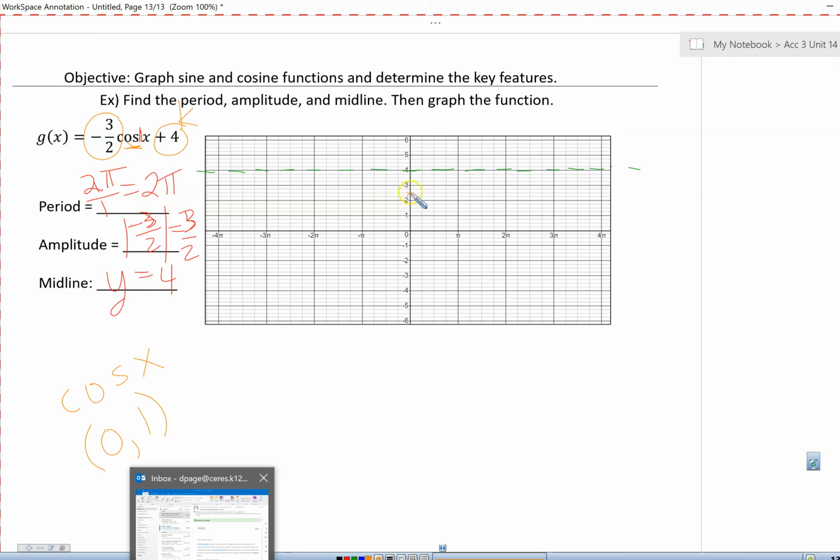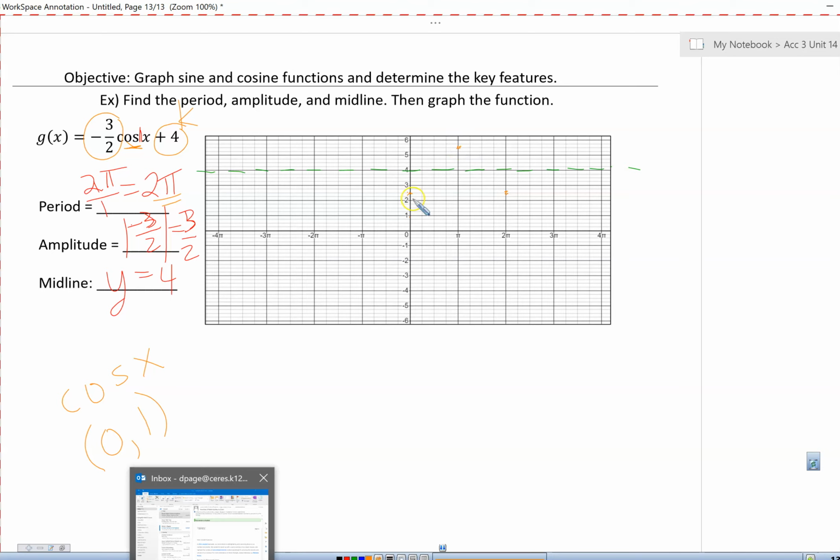Remember that 2 pi is our period. So 2 pi units later, we are going to be back at that same type of key point, which is a relative minimum. So there we go, we're right there. For cosine, halfway between two minimums would be a maximum. And our amplitude is 1.5. So that means that it will be 1.5 units above our midline, right there.